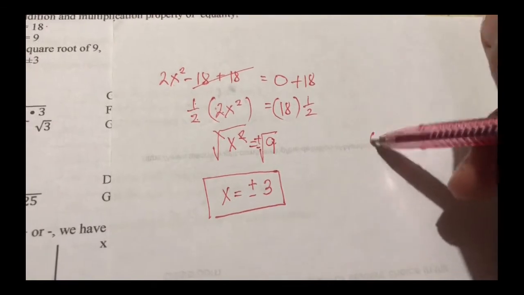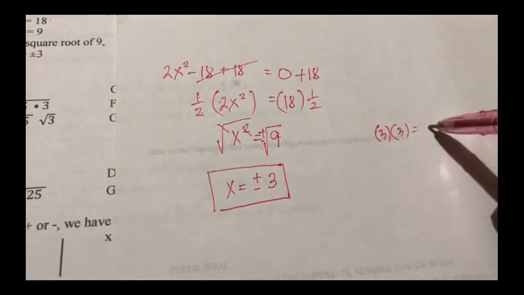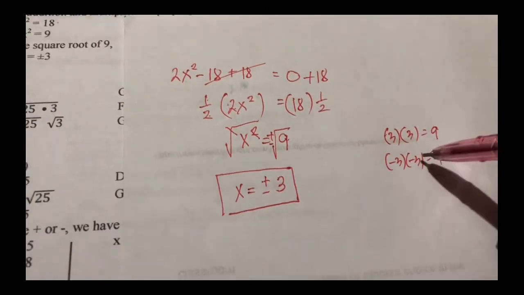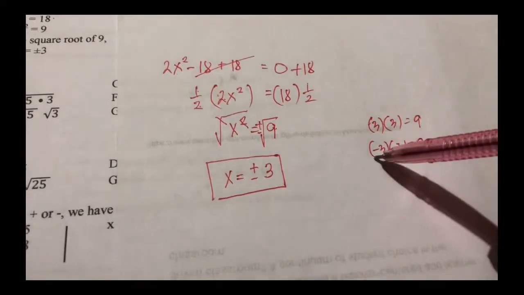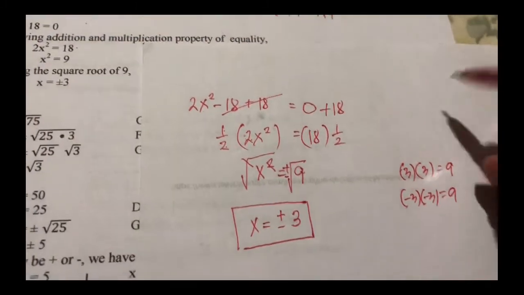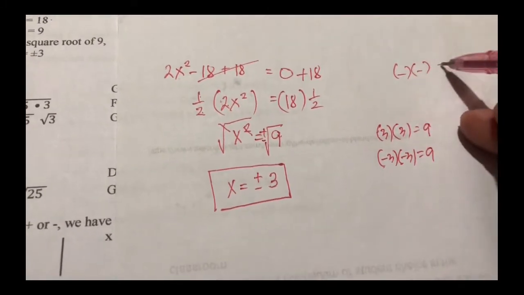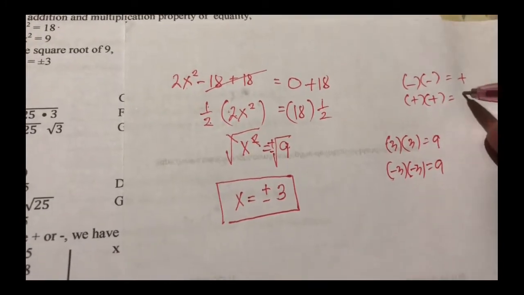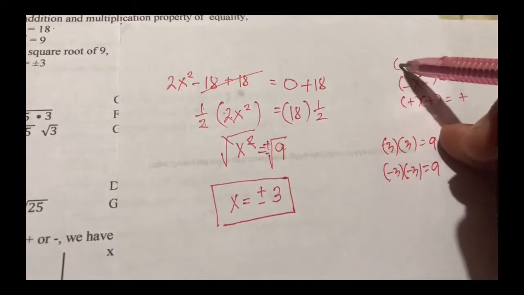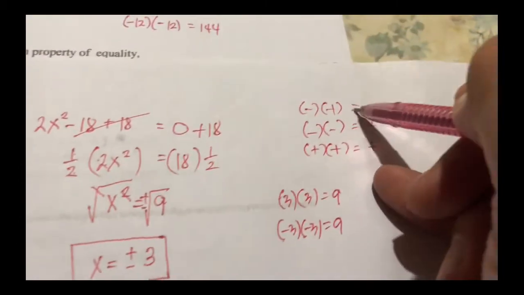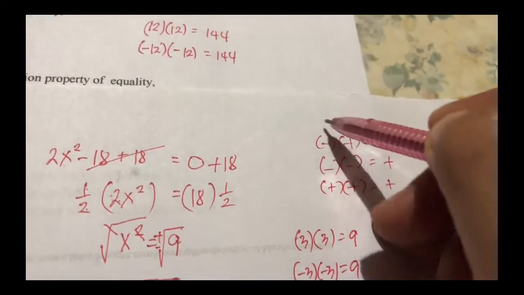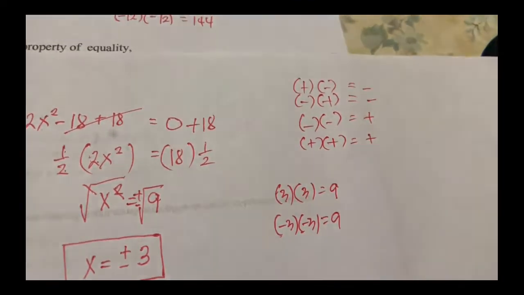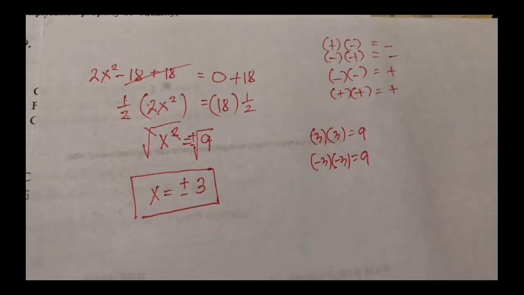Bakit? To check, 3 times 3, that is equal to 9. Negative 3 times negative 3, that is equal to positive 9 also. Negative times negative equals positive. Positive times positive equals positive. Unlike sign naman, negative times positive is equal to negative. Positive times negative is equal to negative. Take note of that. Okay?